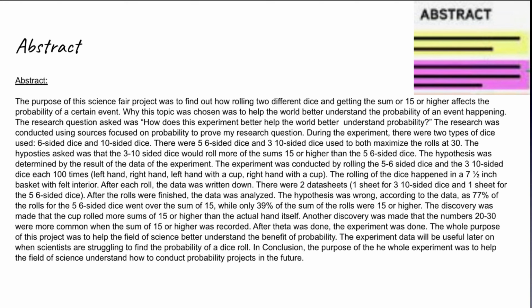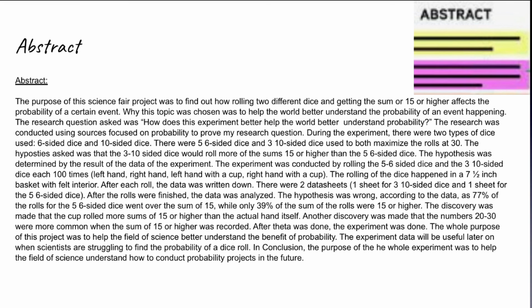The abstract of the science fair was basically reflecting on what I did. The purpose of the science fair project was to find out how rolling 2 different dice and getting a sum of 15 or higher affects the probability of a certain event. This topic was chosen to help the whole world better understand the probability of an event happening. The research question asked was, how does this experiment help the world better understand probability? And the research was conducted using sources focused on probability to support my research question.